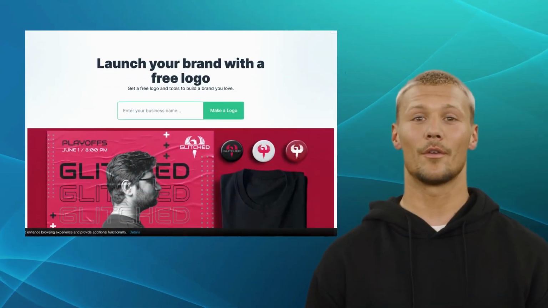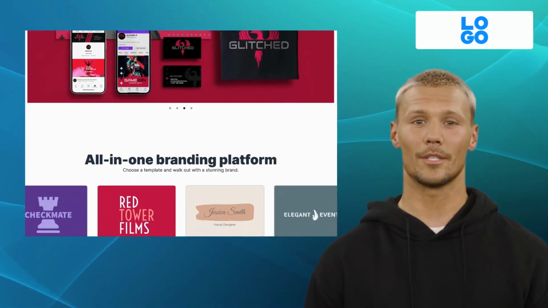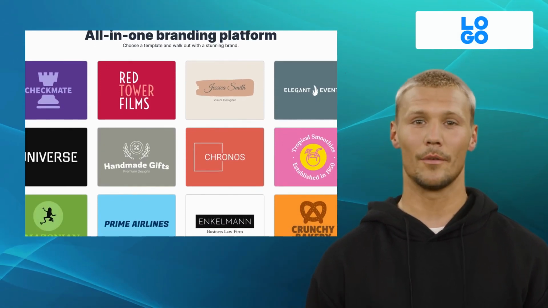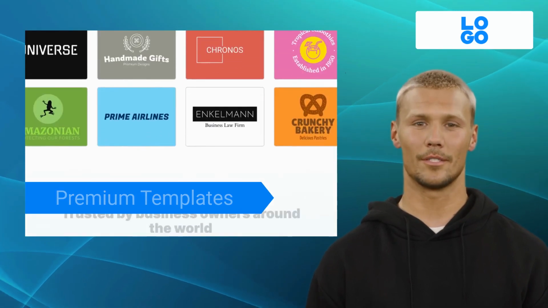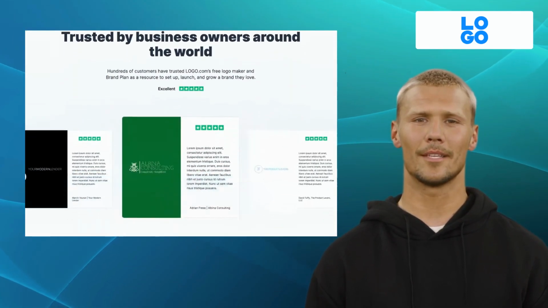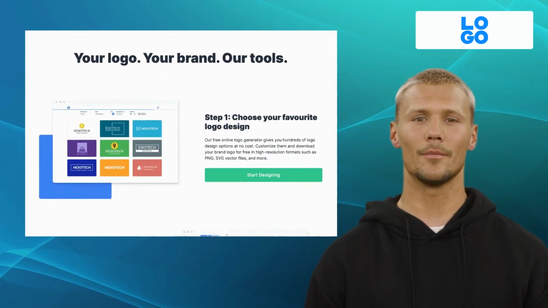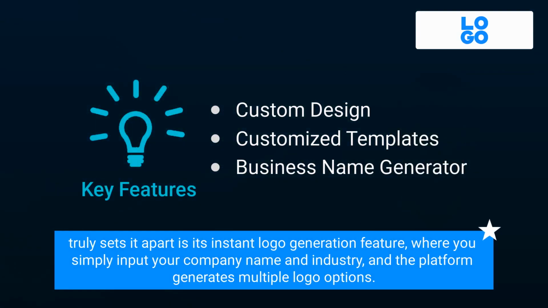Moving on to our second alternative, we have Logo.com. Logo.com is a popular logo design platform that offers an intuitive editor, allowing you to customize your logo within minutes. It comes with features like custom design, premium templates, and a business name generator. It is a great alternative for businesses looking for an easy and affordable way to create custom logos for their business. And one of its standout features that truly sets it apart is its instant logo generation feature, where you simply input your company name and industry, and the platform generates multiple logo options.